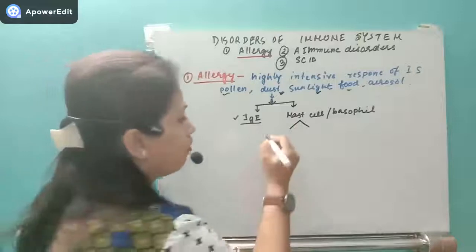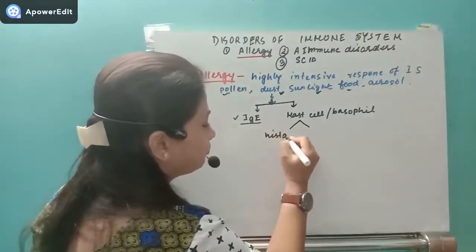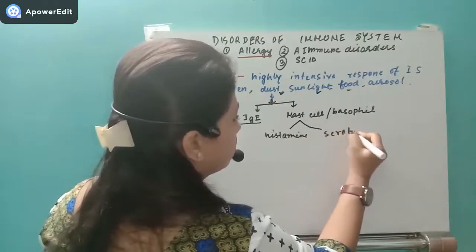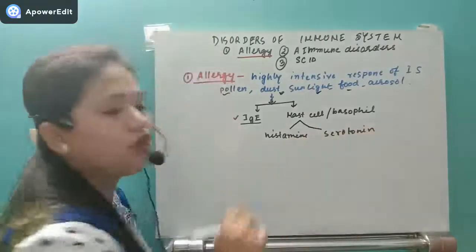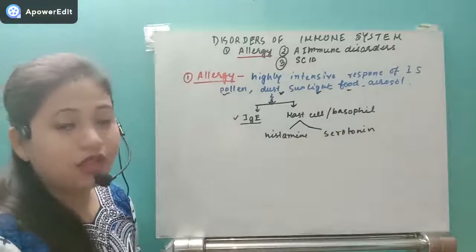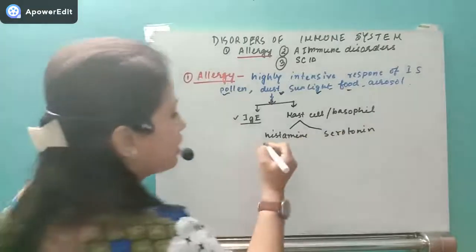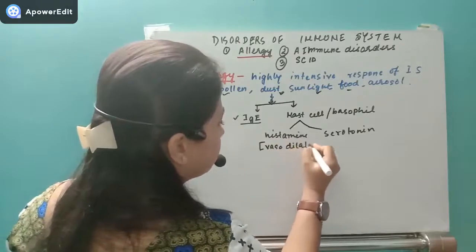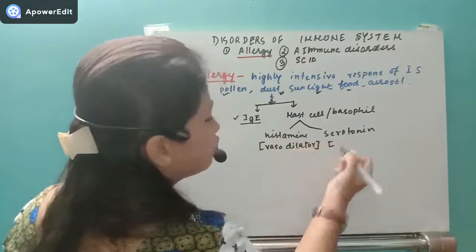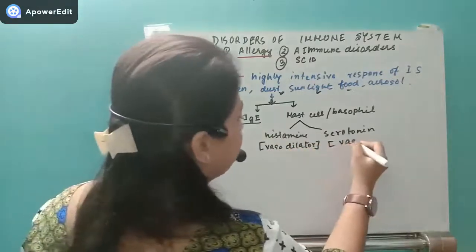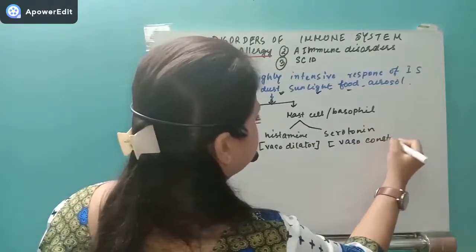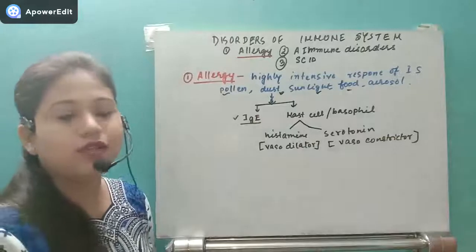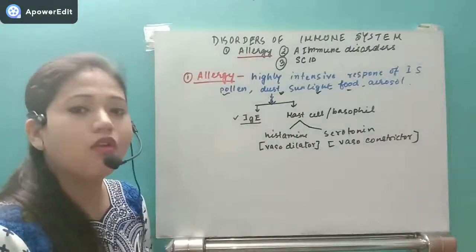What are they? One is histamine, and the second one is known as serotonin. Now, what is the function of histamine and serotonin? Remember, histamine is known as the vasodilator, right? And serotonin is known as the vasoconstrictor, right?